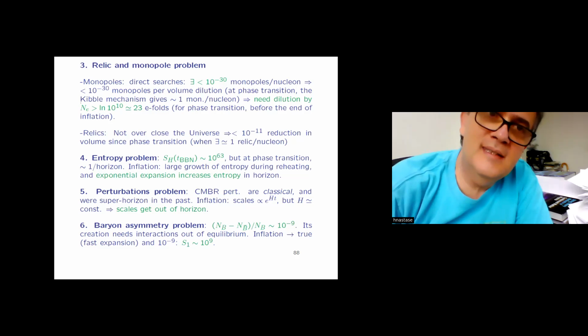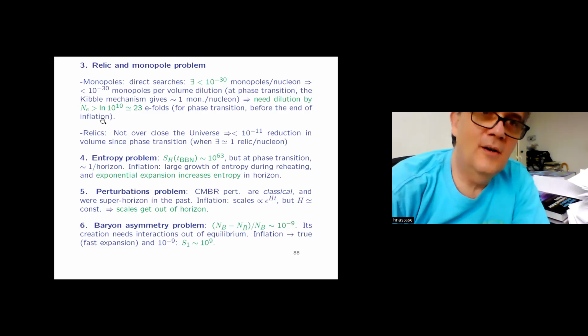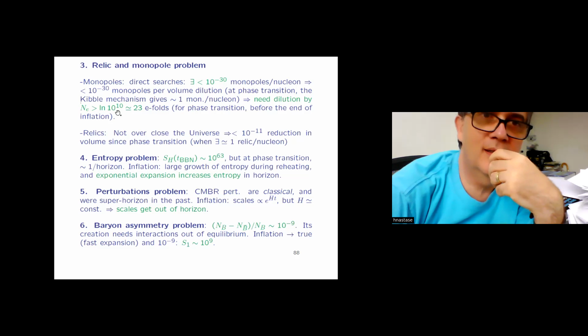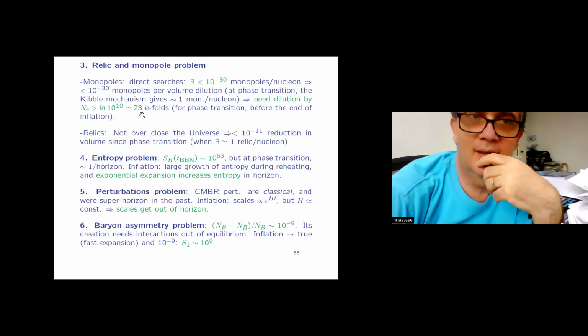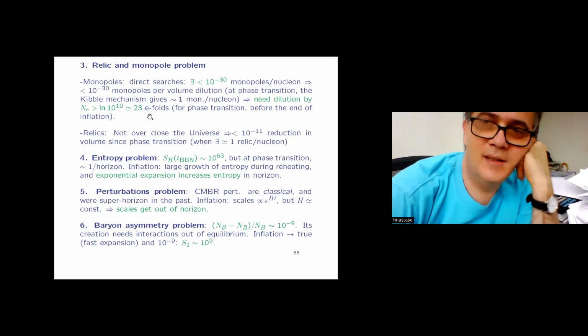And that means that we need a dilution factor of at least log 10 to the 10, which is about 23 e-folds of inflation. So we need that many e-folds of inflation for a potential phase transition before inflation ends.